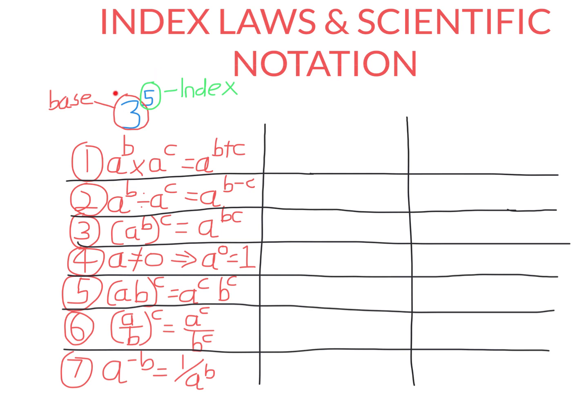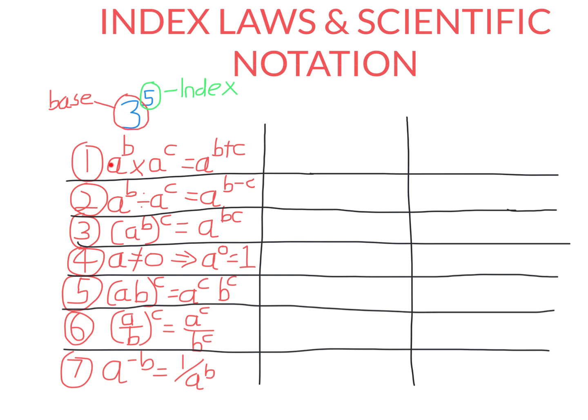So remember, when you have an expression like this, the number that's written larger is the base, and the number that's written smaller, the second number, is called the index, power, or exponent. So index laws are all about laws involving these powers. There are 7 such laws you need to know. So let's start at the first one.